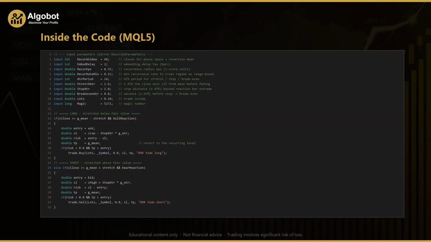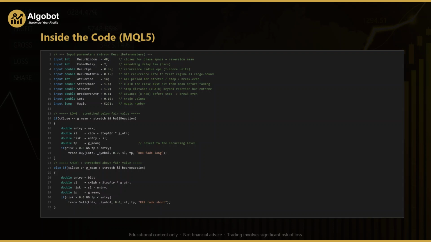The condition reads, if the closed bar's close is at or below the window mean minus the stretch distance, and the bar is a bullish reaction, then act. The entry is taken at the ask. The stop loss is the reaction bar's low minus 1 average true range. The take profit is simply the window mean. As long as the risk is positive and the target sits above the entry, the code calls trade.buy with those stop and target levels attached.